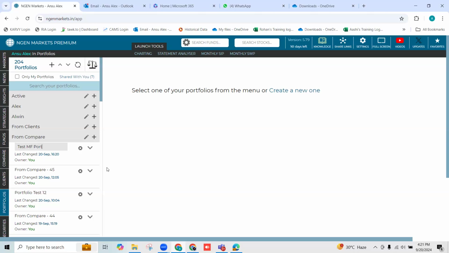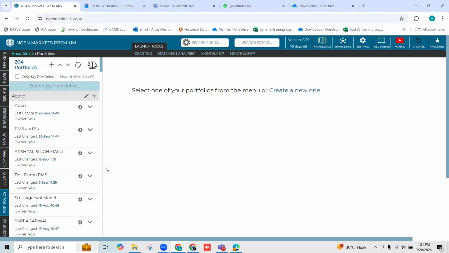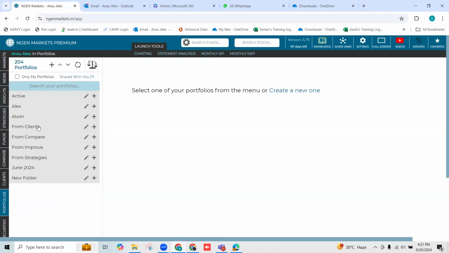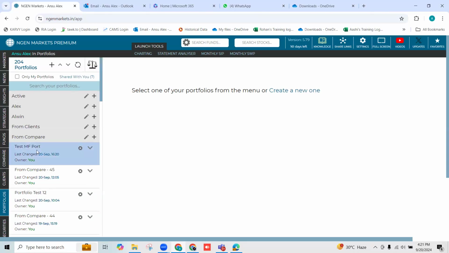Now, how do you save this name? You'll have to click on enter to ensure that the portfolio name has been saved. So I'll again collapse this entire portfolio tab that you could see, click on from compare, and this is the portfolio which I just renamed. I'll simply click on this drop down icon and I'll hit run.